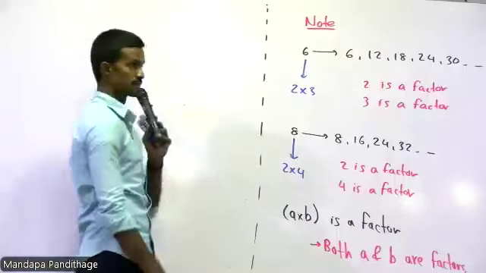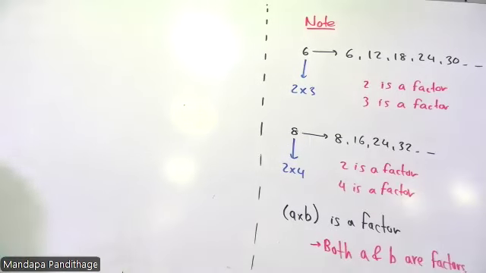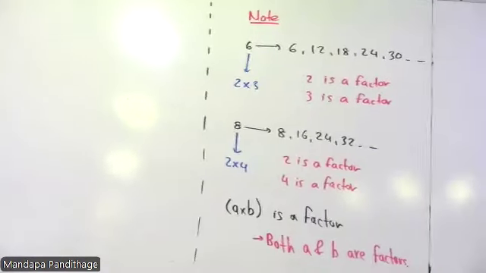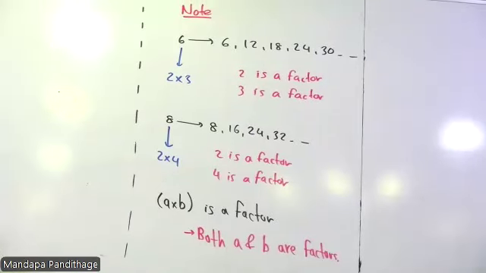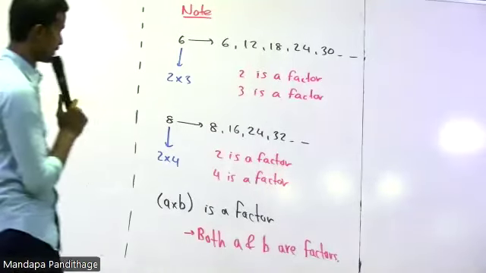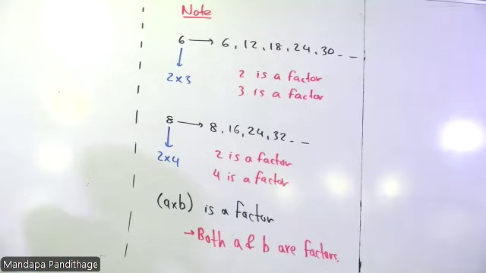Same line. Since 6 can be written as 2 into 3, 2 cross 3, write in a red pen, both 2 and 3 are even factors of these numbers. Okay, normal pen, next line.